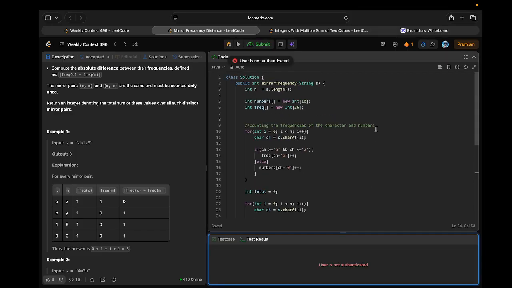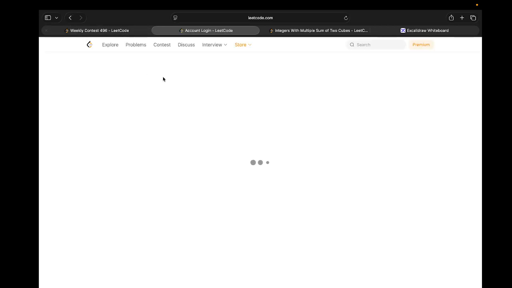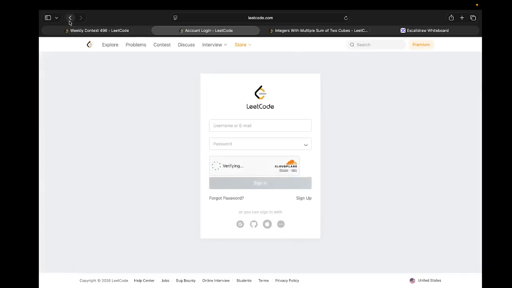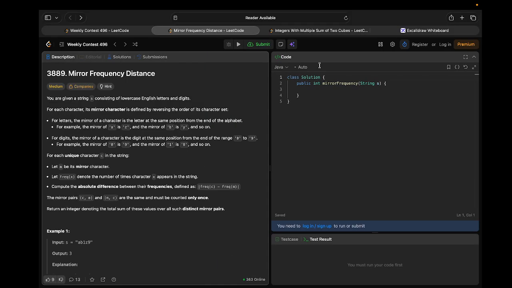Okay, I think what happened is I got logged out from LeetCode. That's why it's saying user is not authorized. But it's fine, we can run it. I will log in later. So you got the point of what I'm talking about.